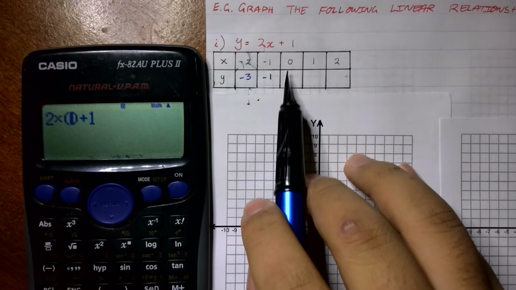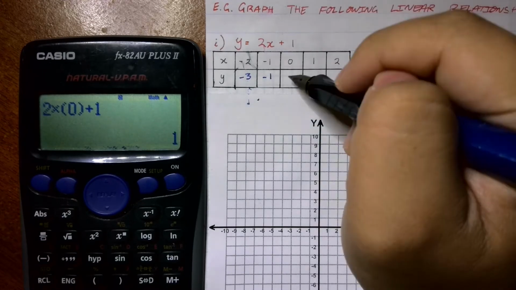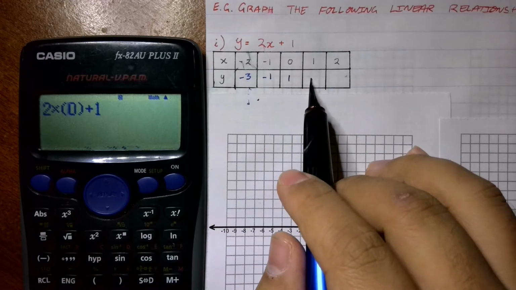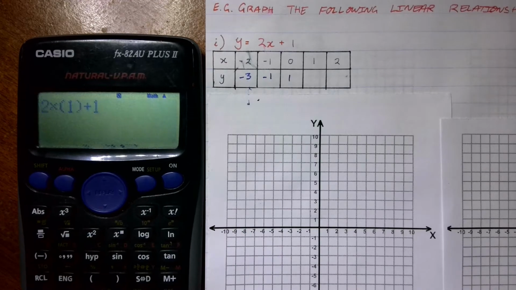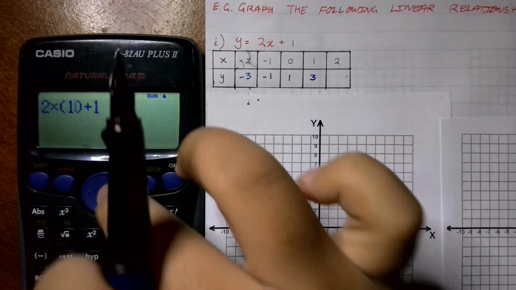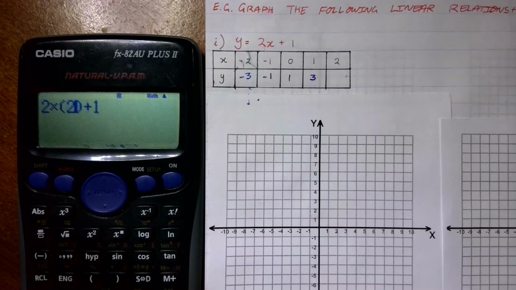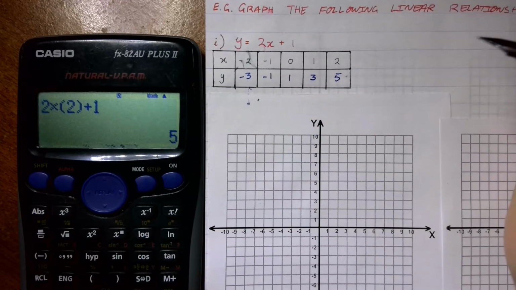So this next box, we want x to be 0, so we'll put 0 in like this. Press equals, we get 1. Our next box here, x needs to be 1, so we'll delete the 0 and place 1 here. Gives us 3. Last one, this last box, x needs to be 2. Press equals, we have 5.